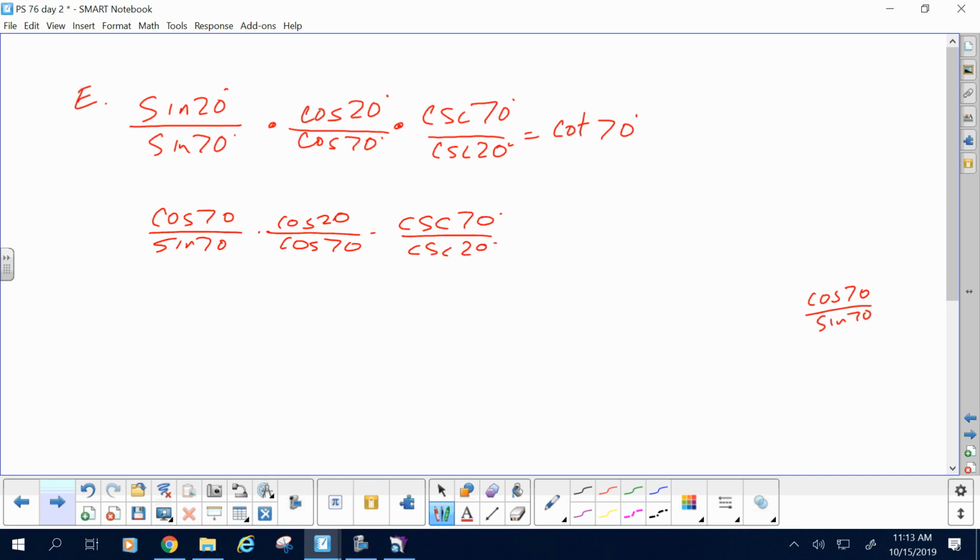Okay. All right. So 70s. Cool. This is a 20. We probably want it to be a 70. Let's deal with it. What's it equal to? Sine 70. Now we're talking.